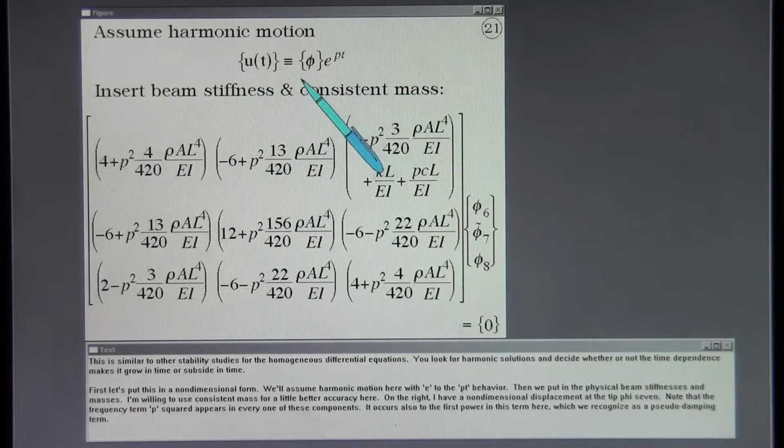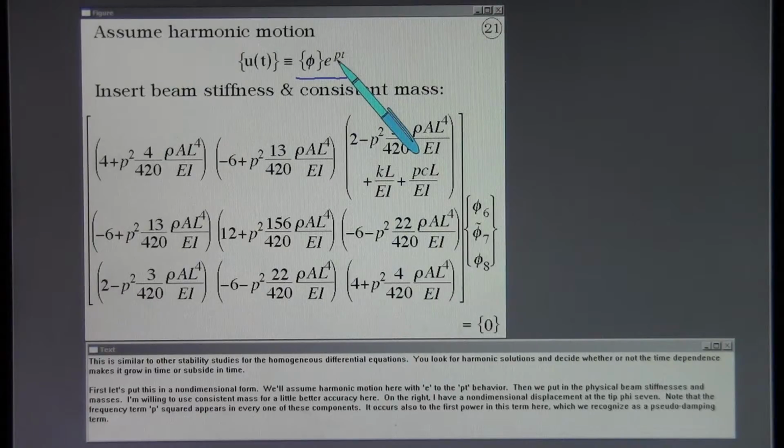We'll assume harmonic motion here with e to the pt behavior. Then we put in the physical beam stiffnesses and masses. I'm willing to use consistent mass for a little better accuracy here. On the right, I have a non-dimensional displacement at the tip, phi7. Note that the frequency term, p squared, appears in every one of these components. It occurs also to the first power in this term here, which we recognize as a pseudo-damping term.